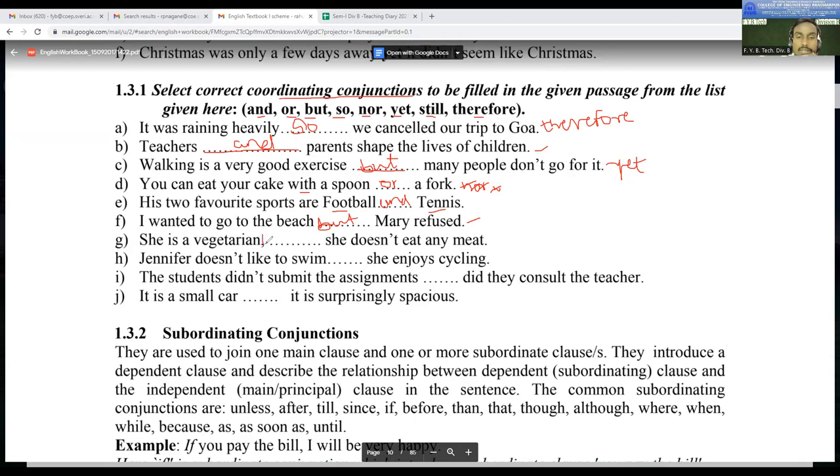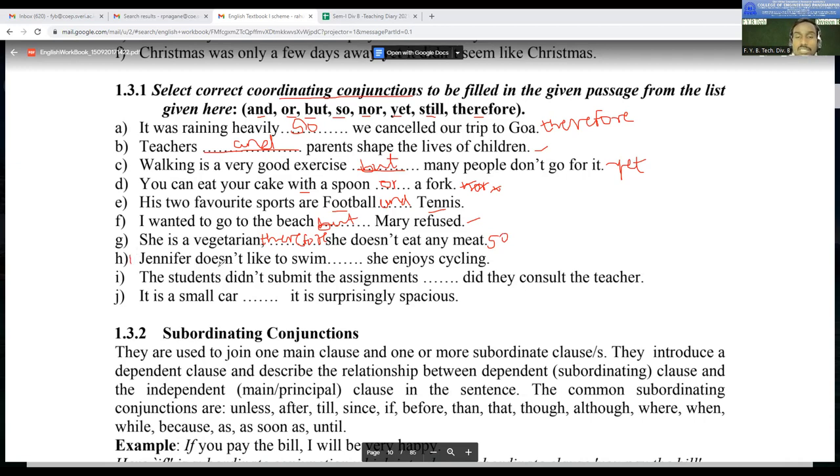Still. How still can be? So. You can think of therefore also. So or therefore. Both can be right. Okay. She is a vegetarian. Therefore, she doesn't eat any meat. She is a vegetarian. So, she doesn't eat any meat.